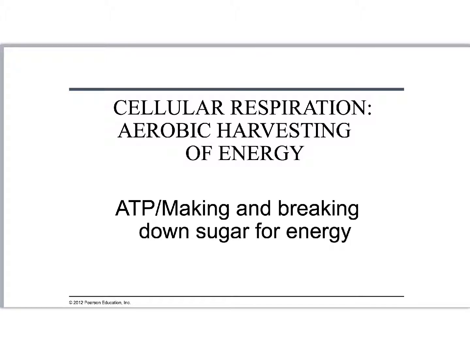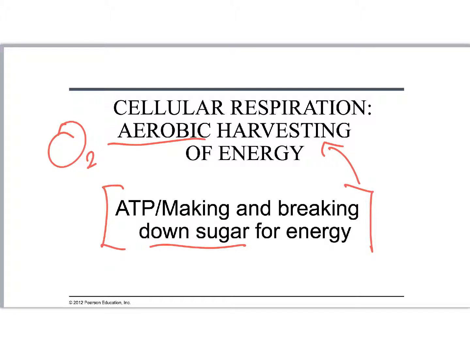And one of the important parts that we're going to talk about is how we harvest energy, right? So we're going to look at aerobic harvesting of energy. That means we're going to need some oxygen. Right? So whenever you see aerobic, think oxygen. And in this case, we're going to look more closely at breaking down specifically sugar for energy. And we're going to look at the generation of a molecule called ATP, which we talked a little bit about before. And we're going to understand it's significant in transferring energy for use within the cell.